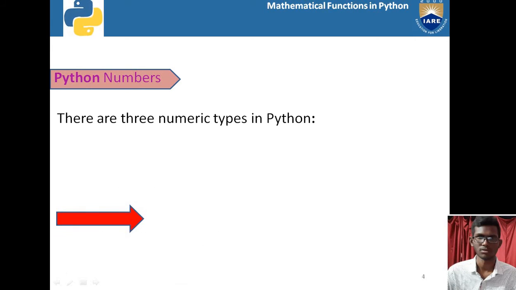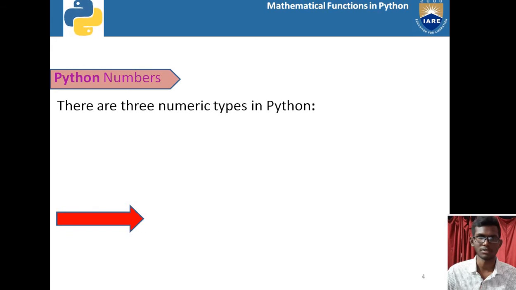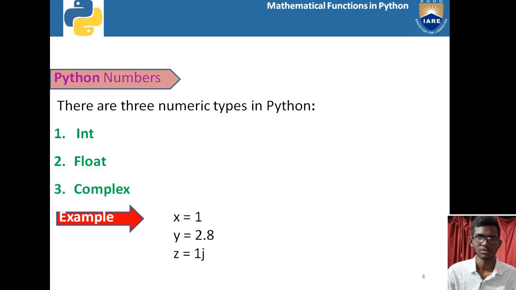There are 3 numerical types in Python. First one, int, integer. Second, float. Third, complex. Int means integers, float means decimal point values, and complex means it contains real and imaginary values. Examples: if you take x equal to 1, that belongs to int; z equal to 1j belongs to complex; and y equal to 2.8 has a decimal point, so it belongs to float.